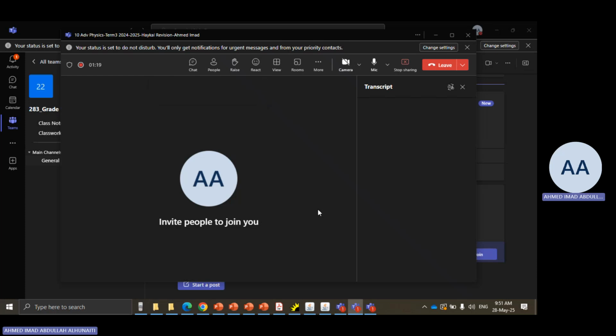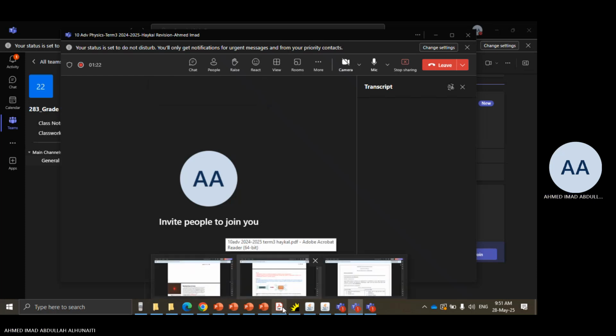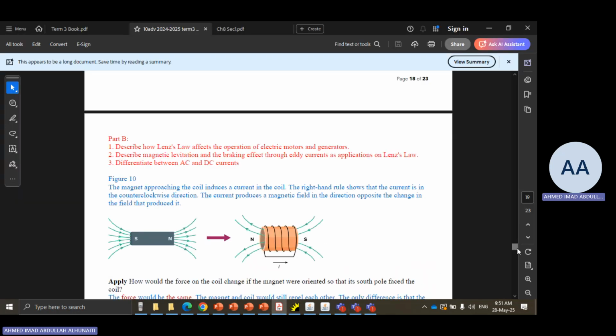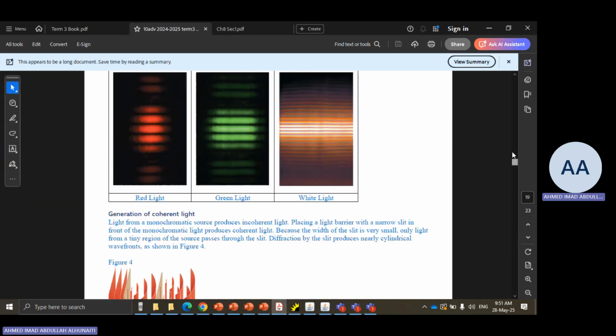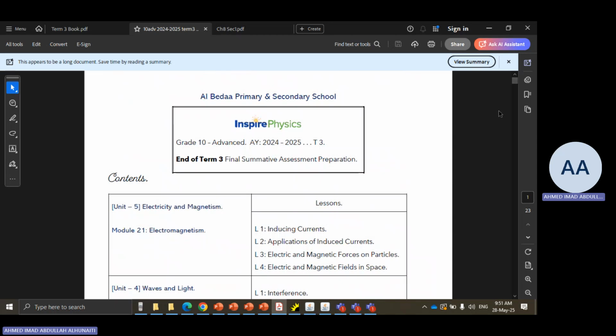And in today's presentation, I'll be going through the Grade 10 Advanced Physics Term 3 2024-2025 Heykel revision. In full disclosure, the file I'll be using today to revise the Heykel with has not been prepared by me. One of the teachers from this school has shared this file, and it is what I will be using in today's presentation.